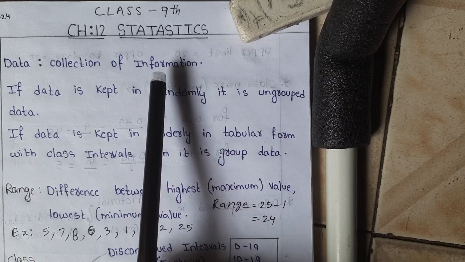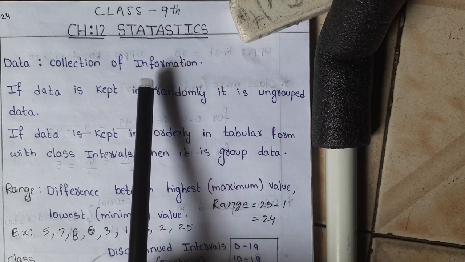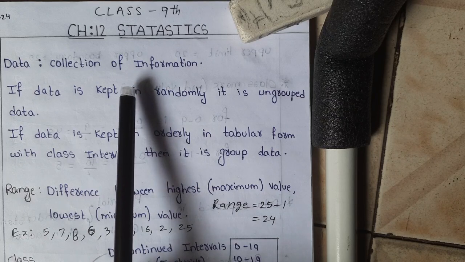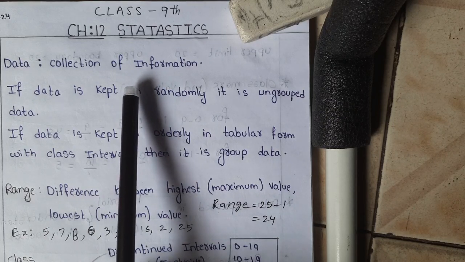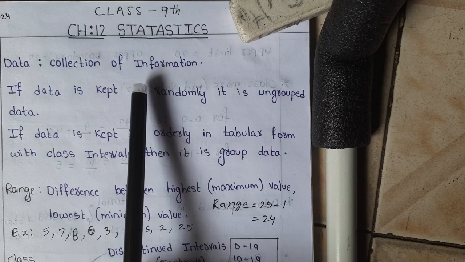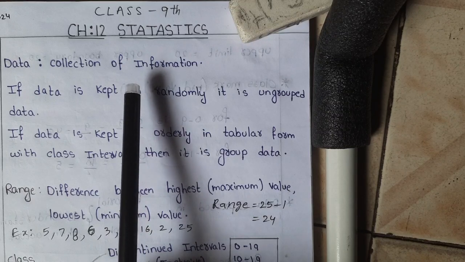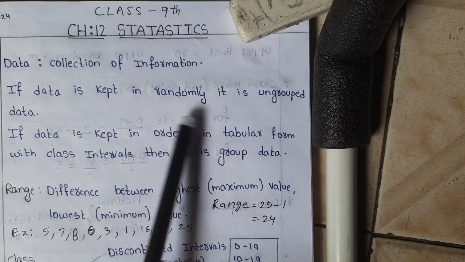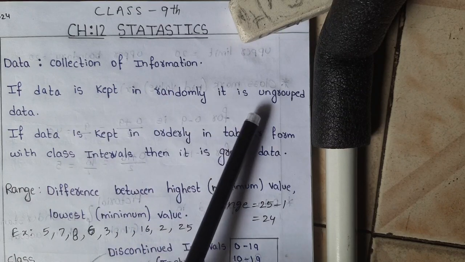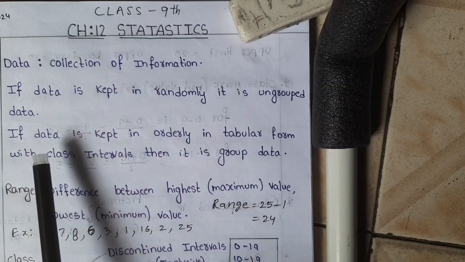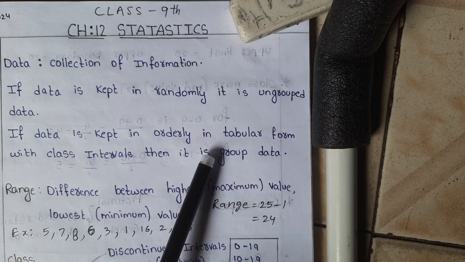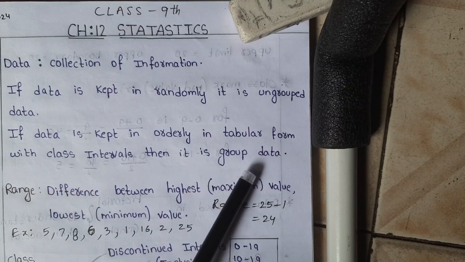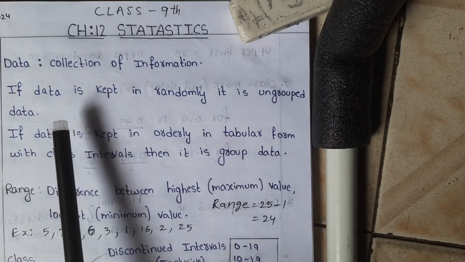It is used to measure some information and to analyze the information. After analyzing the data, we conclude something; that is statistics. What is data? Data means a collection of information. Suppose if data is kept randomly, it is ungrouped data. If data is kept orderly in tabular form with class intervals, then it is grouped data. I am going to explain.